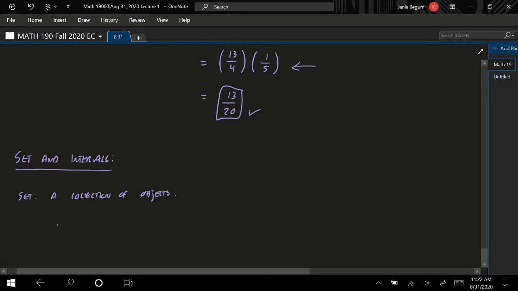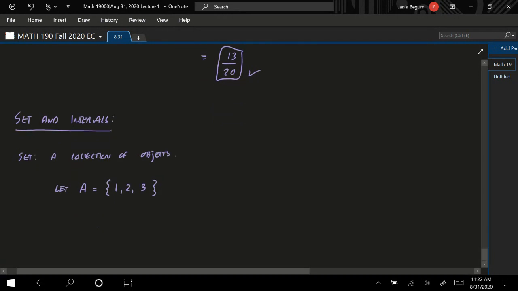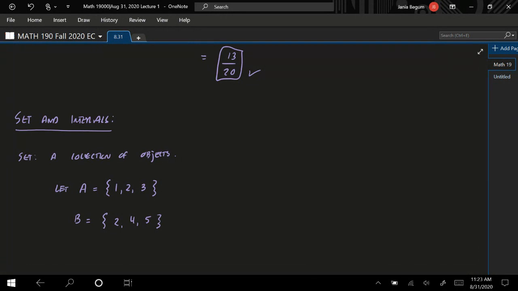So if I say let A be a set, the set containing only 1, 2, 3. Okay, that's a set. And let B be another set. Let B be the set 2, 4, 5. Okay, so here I have introduced two sets and they have elements. What are elements? They're kind of like the objects that are in the set. Okay, so 1, 2, 3 are the elements of A. 2, 4, 5 are the elements of B.